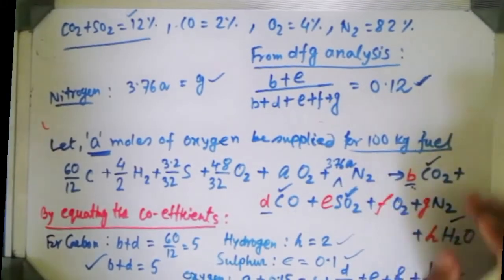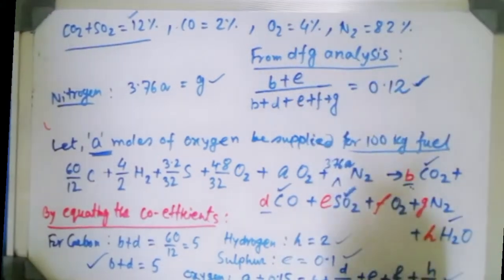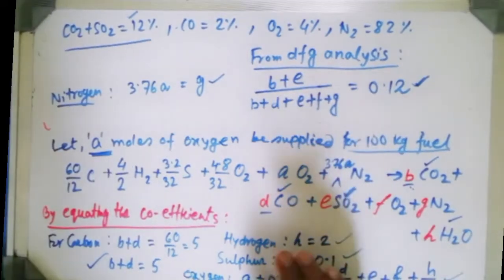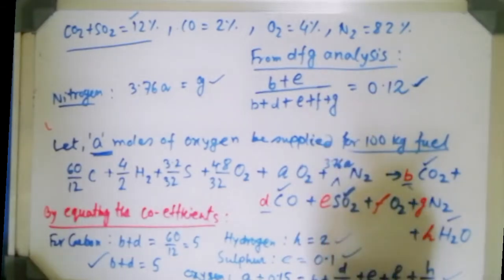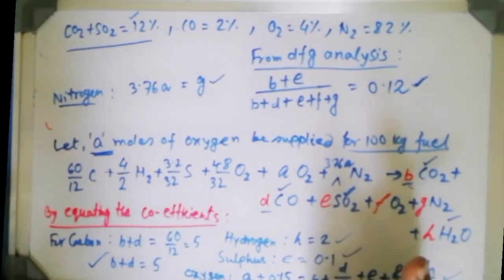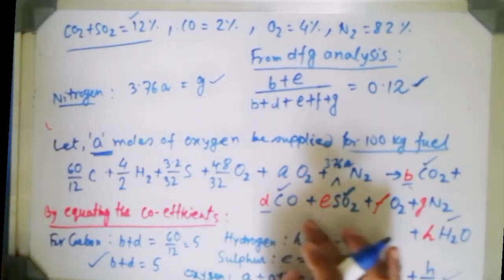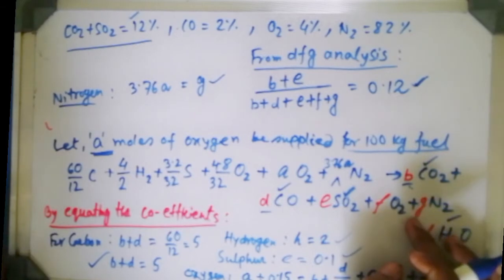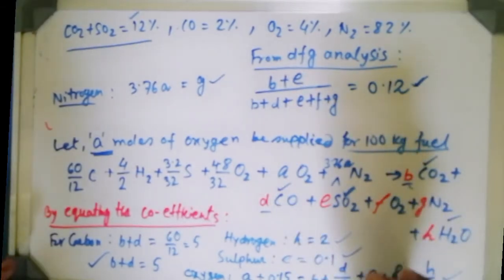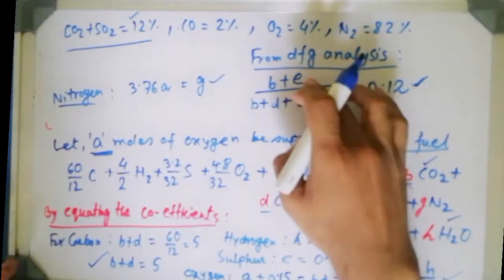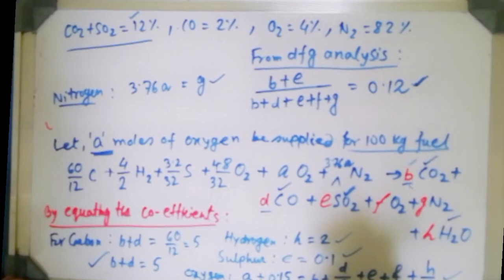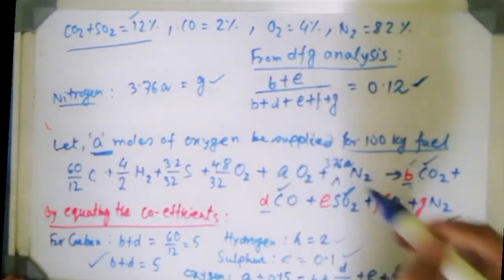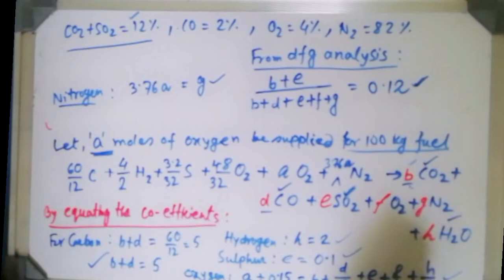So we can write a unitary method statement like this: for B plus D plus E plus F plus G amount of flue gas, CO2 and SO2 contains B plus E mole. Then for 1 kg of dry flue gas, it will be B plus E divided by the whole amount of dry flue gas. Are you getting me or not? This expression is giving you that amount of CO2 and SO2 with respect to 1 kg of dry flue gas.